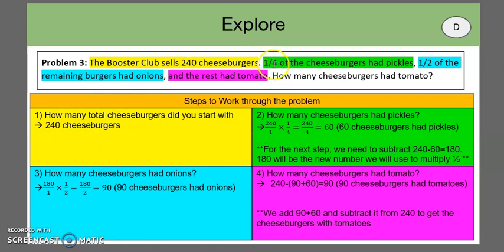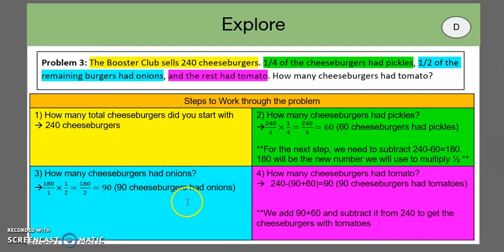Next, we know that 1/4 of the cheeseburgers had pickles, and we can do the calculation resulting in 60 as our answer for this step. To get the remaining amount of cheeseburgers, we want to subtract the 60 from the 240 so that we can move on to the third step. And here we have 180. We know that 1/2 of the remaining burgers had onions, so we multiply 1/2 by 180 to get 90.